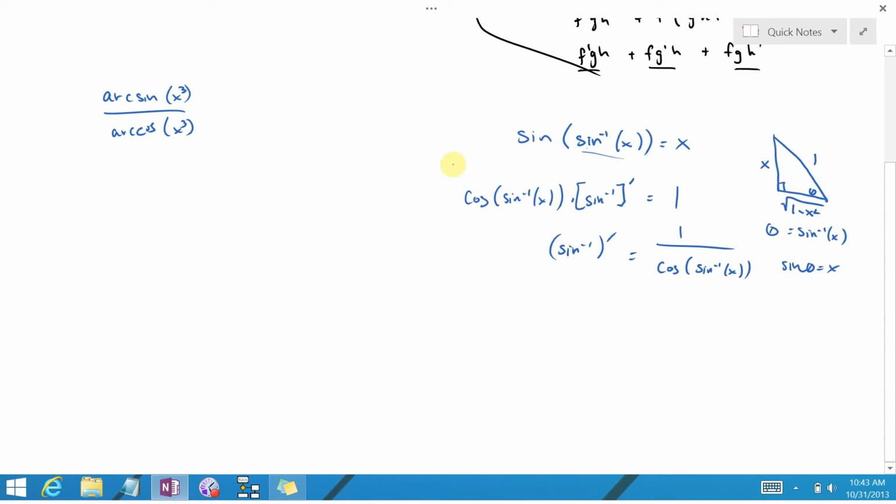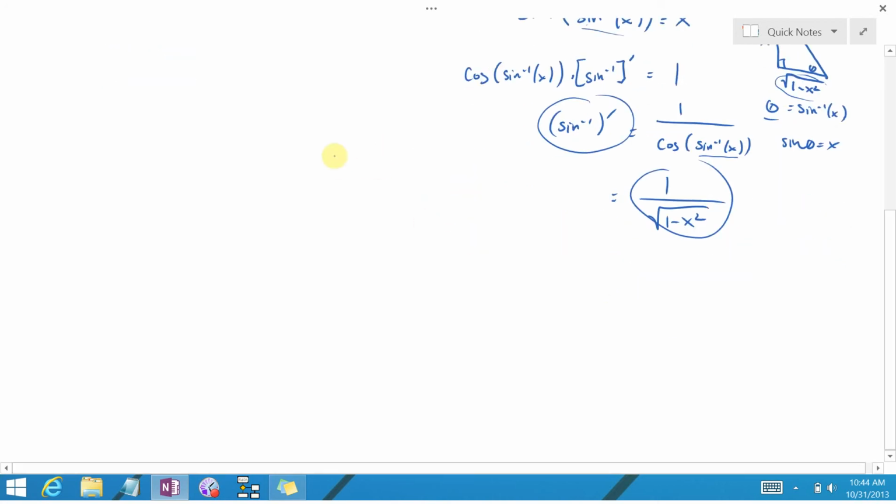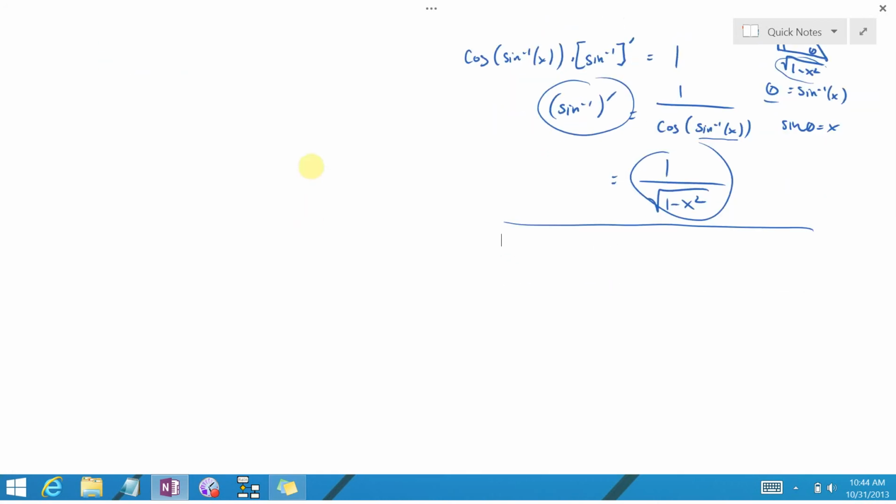So now I want to know what the cosine of that is. Cosine of the inverse sine, but the inverse sine is theta, so I'm just interested in the cosine of theta, which is the square root of 1 minus x squared over 1. So this is 1 over the square root of 1 minus x squared. So that's what the derivative of the inverse sine is. So let's leave that in our back pocket for a second and compute the derivative of the inverse cosine, because we need to figure that out too.